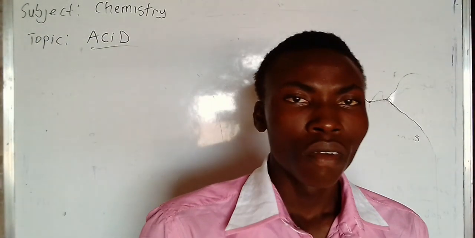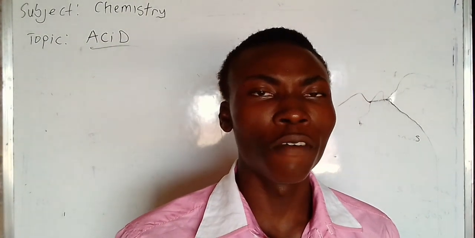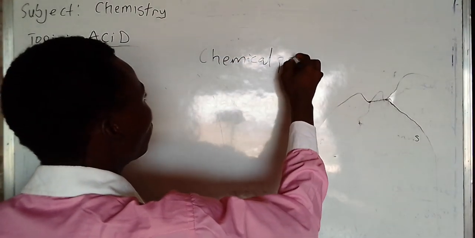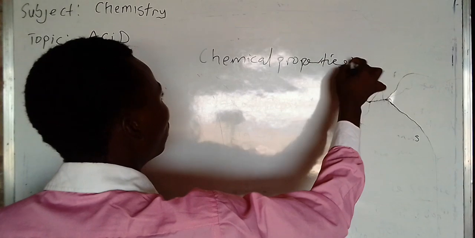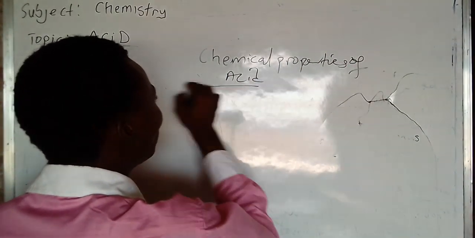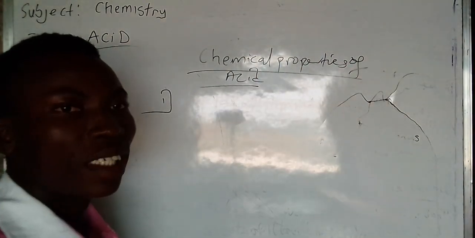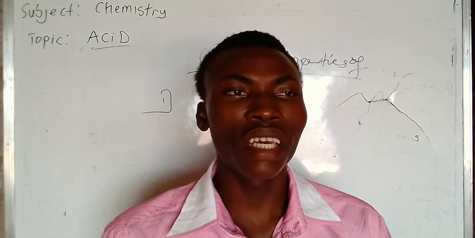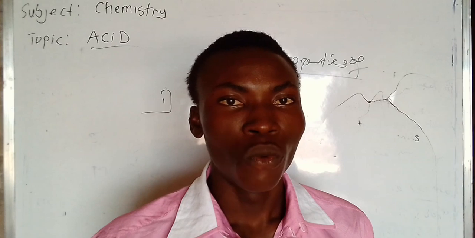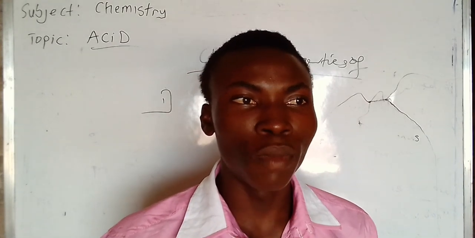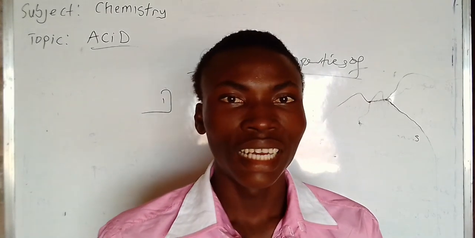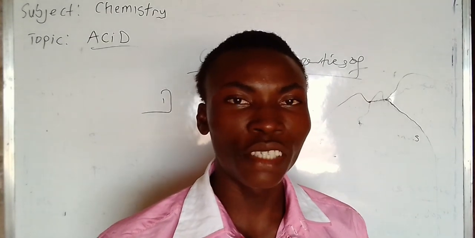Now, let us look at the chemical properties of acid. Number one of these chemical properties is that when acid reacts together with metals, there is a compound that is always formed. What is that? Hydrogen is formed, which is hydrogen gas.